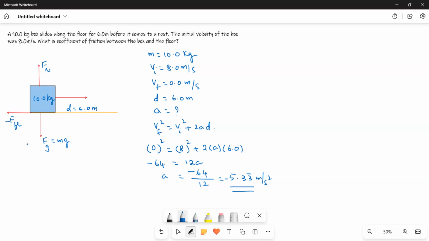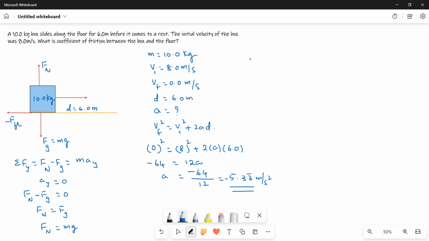Okay, let us write the y direction forces. Sigma Fy is equal to Fn minus Fg is equal to m ay. There is no motion along the y direction. Therefore, ay is equal to 0. That implies Fn minus Fg is equal to 0, or Fn is equal to Fg. Since Fg is equal to mg, Fn is equal to mg.